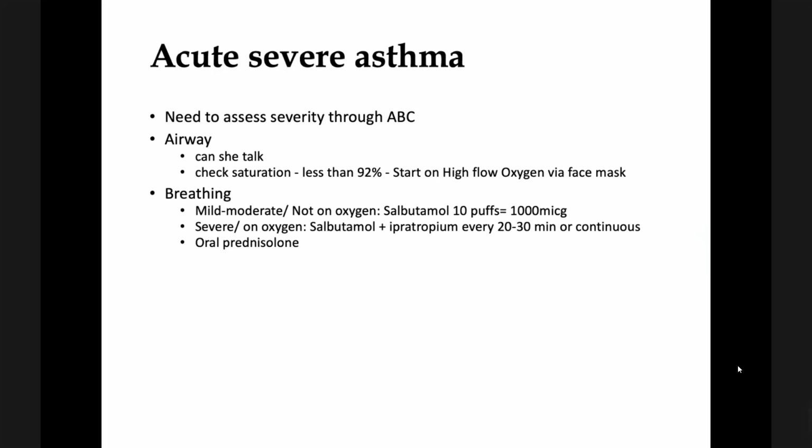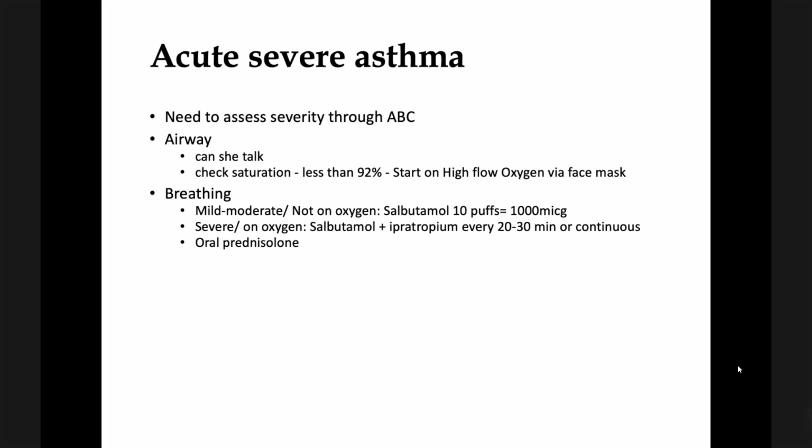If the patient doesn't need oxygen, you can deliver salbutamol via a spacer and metered dose inhaler, right? Generally, if you give 10 puffs of salbutamol, that is equal to 1 mg of salbutamol, which is almost equal to nebulization, right? So if a child is having a mild to moderate exacerbation, we can try salbutamol puffs as long as they don't need oxygen.